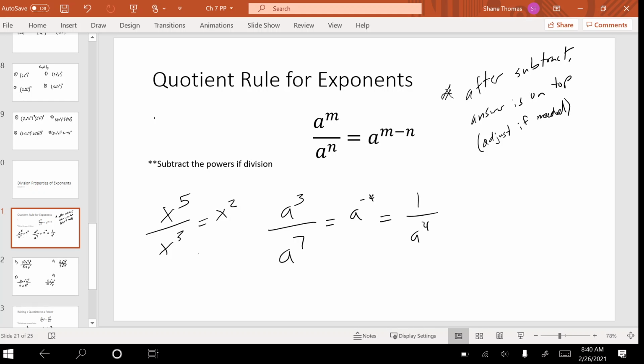and then adjust if needed. All right, if we want to think about it, let's look back at this first one, x to the fifth. X to the fifth just means 5 x's, right? Over x to the third is 3 x's. If you have things top and bottom, you can cancel out, right? Cancel 3, cancel 3. I'm left with 2. That's the same answer. Okay. Questions on this first couple?